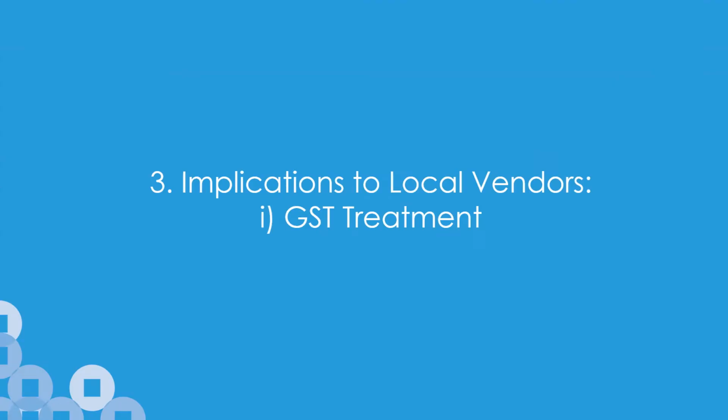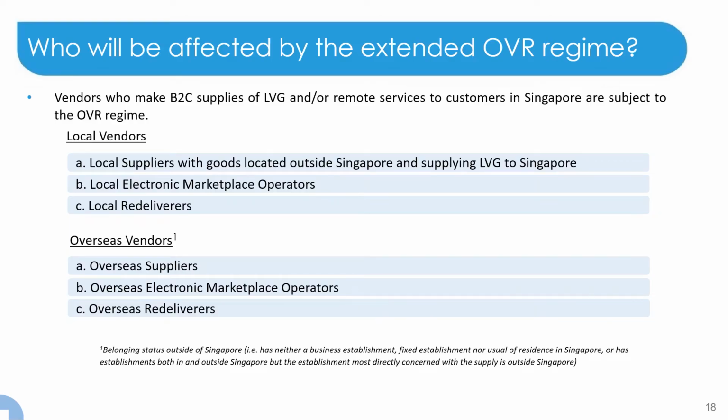We will now take a look at the implications of the extended OBR regime to local vendors. Specifically, we will explain the GST treatment for certain transactions made by the local vendors who supply LVG and remote services. Vendors who make B2C supplies of LVG and/or remote services to customers in Singapore are subject to the OBR regime.